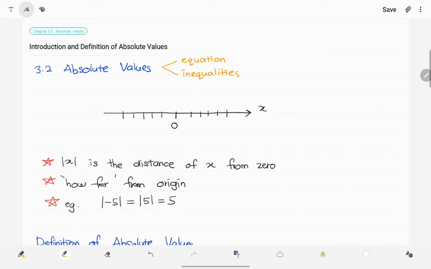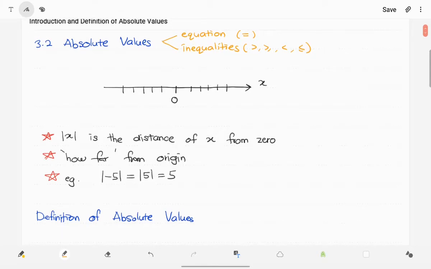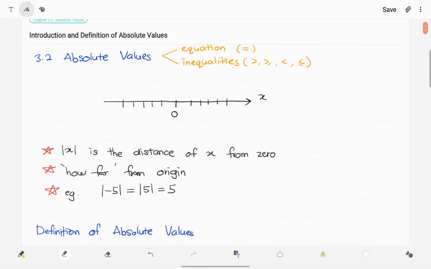Okay, so for equations, as we know, there is an equal sign. For inequalities, we have greater than, equal, less than, or less than or equal. So for today, we will first go into the introduction and definition of absolute values. As you can see here, there is a number line. So modulus x is the distance of x from 0.